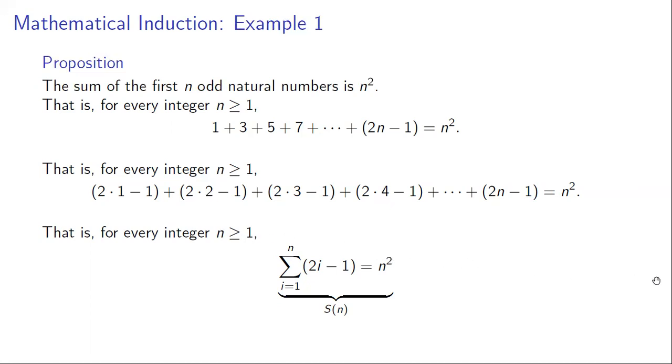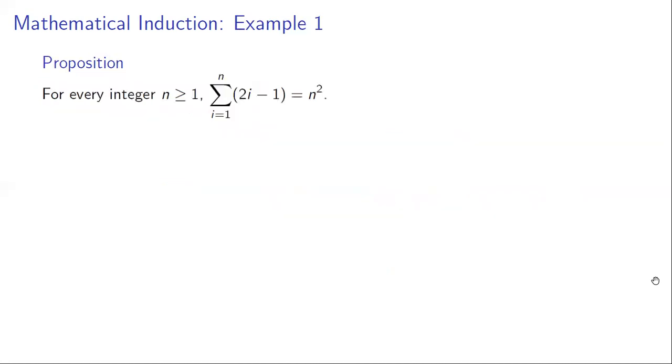Okay, so now we're going to prove this using induction, right? So far we were just rewriting the proposition in a way that will make it more amenable to proving using induction. Here's the rewritten proposition. For every integer n that is greater than or equal to 1, the sum from i equals 1 through n of 2i minus 1 is equal to n squared. That's what we want to prove. So we're going to prove this by induction, and we're going to start with the basis step.